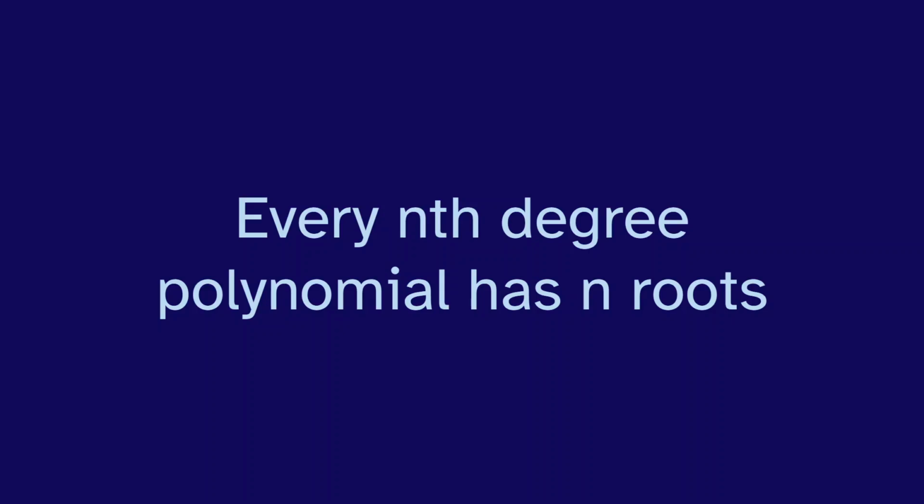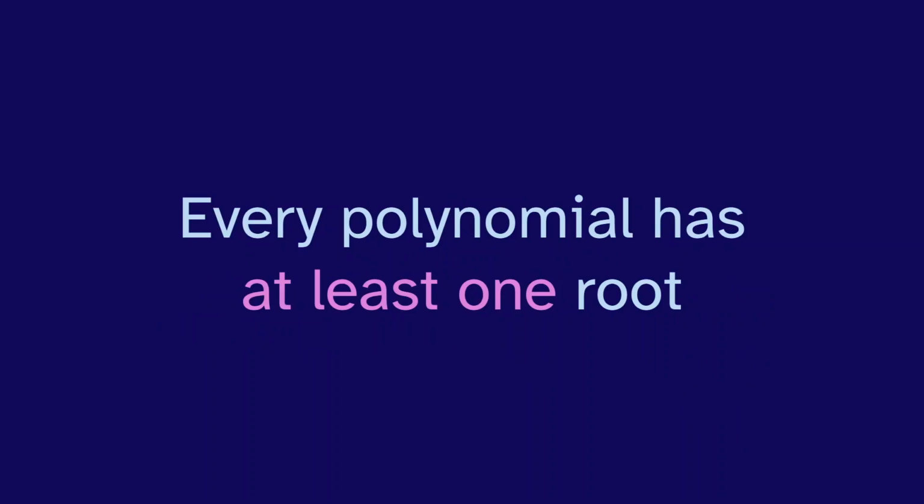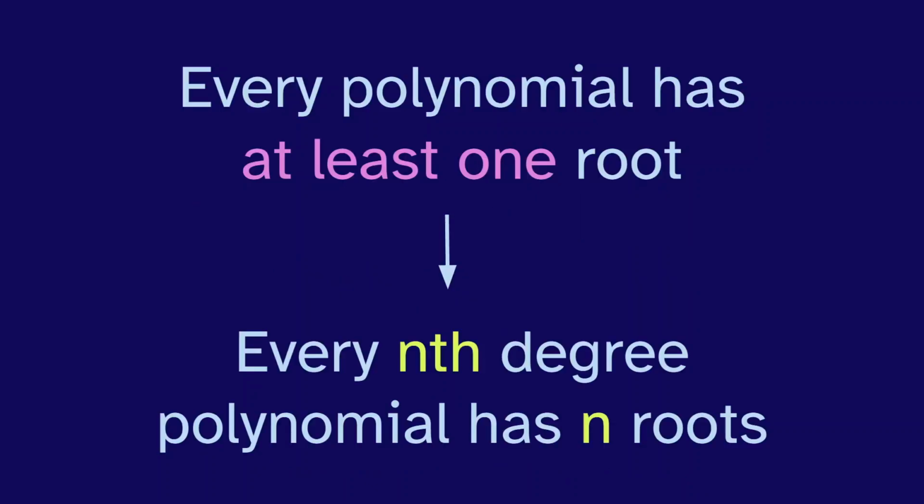You may also see it stated as every polynomial has at least one root. And this is equivalent, and it's going to be easier to prove. But first, let's just make sure that it's equivalent. So we want to see that if every polynomial has at least one root, that implies that every nth degree polynomial has n roots. And we'll do that using induction on n.